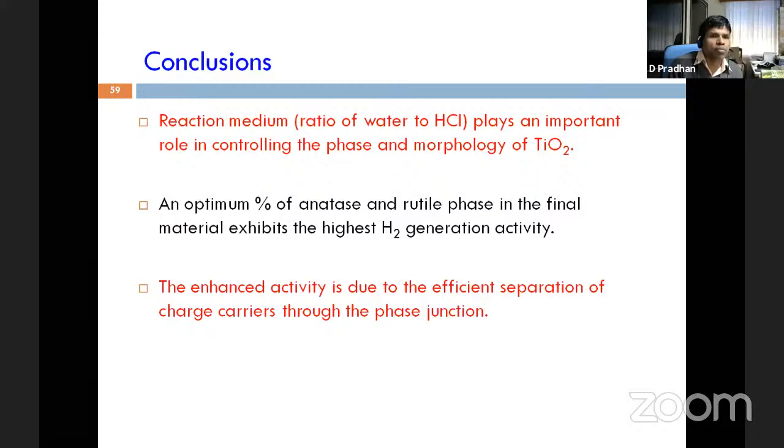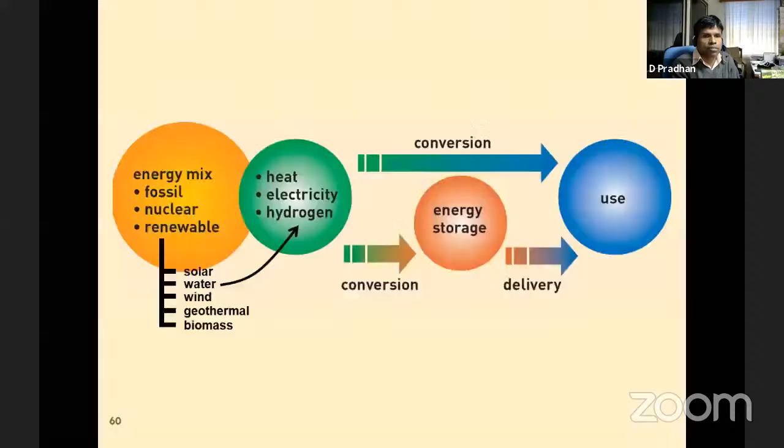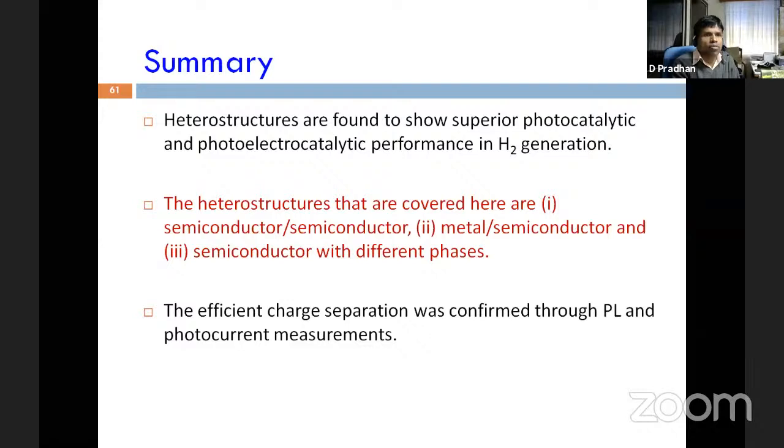The reaction medium that I have shown here can be utilized to control the phase and morphology of the TiO2. And when we synthesize the optimum percentage of anatase in rutile, it can give better hydrogen generation performance. In addition to that, we also work on energy storage, but let's come to the final summary. I gave examples of three heterostructures: semiconductor-semiconductor, metal-semiconductor, and semiconductor with two different phases. In all cases, when you form a heterostructure, performance increases.